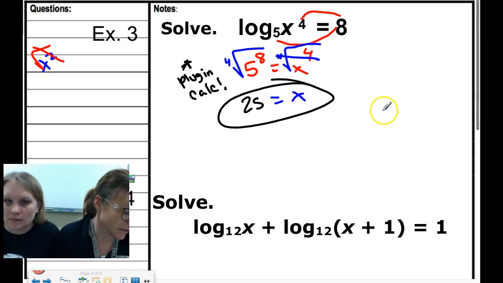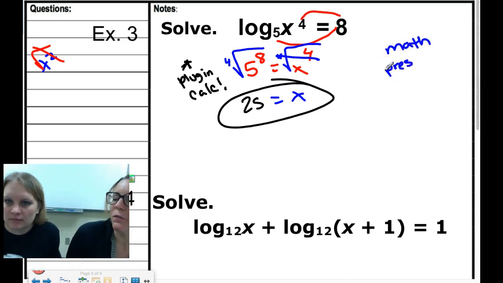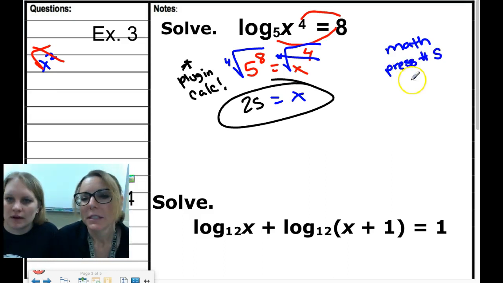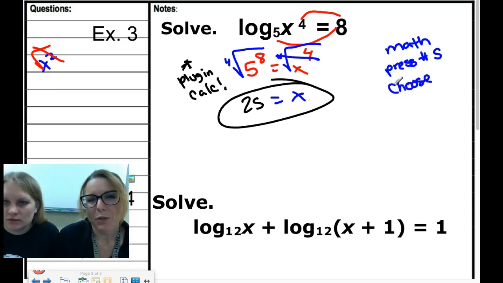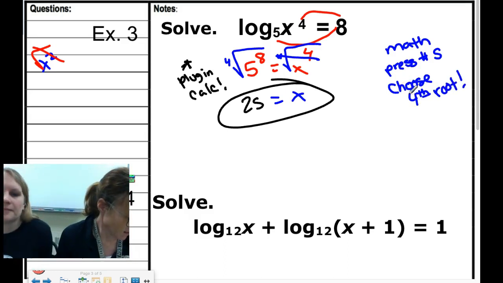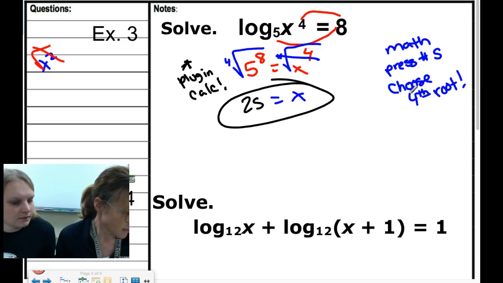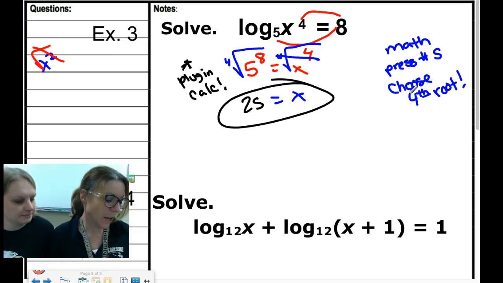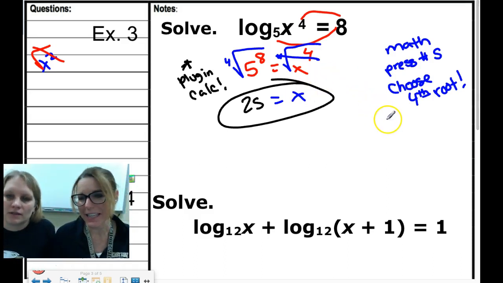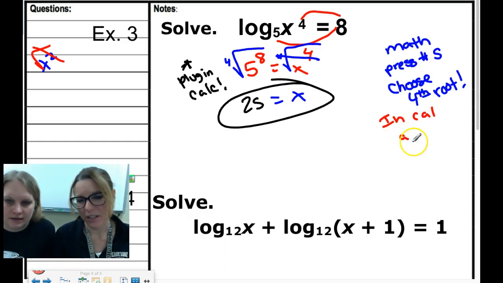If you're unsure, the graphing calculator or the regular calculator has a math button. And then you can press number 5 and you can choose that you want the 4th root. I don't think it's an option on the main screen of a calculator. One other thing: when you put the root on the calculator, it's tricky. Make sure you put the number 4 in the right place.